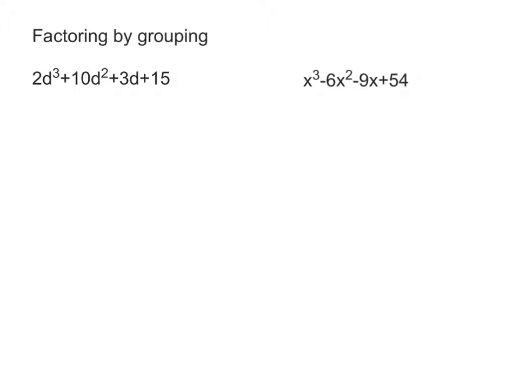Alright, so I'm going to do two examples on how to factor by grouping. This usually is our method when we have four terms, and we can pull out common factors for two of the terms. So what I'm going to do is group the first equation, 2d cubed plus 10d squared plus 3d plus 15.